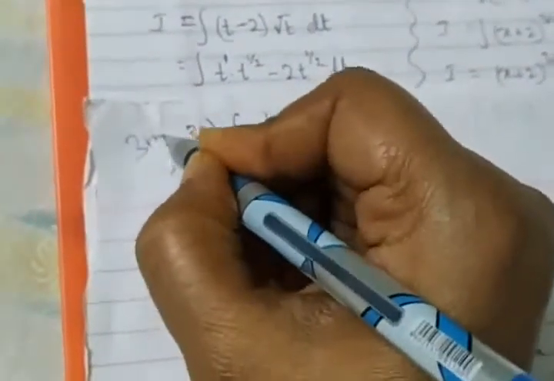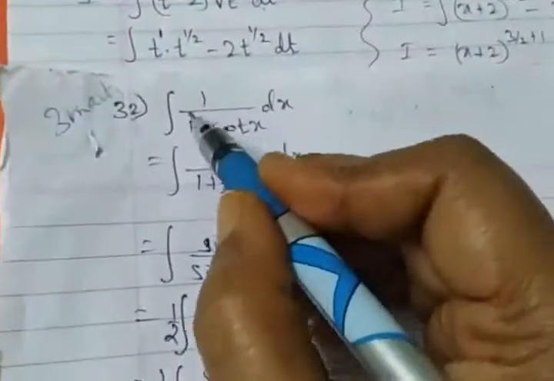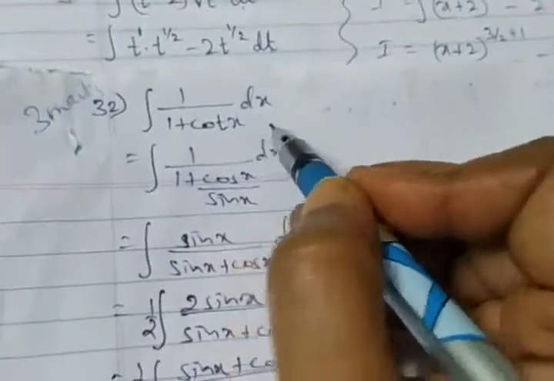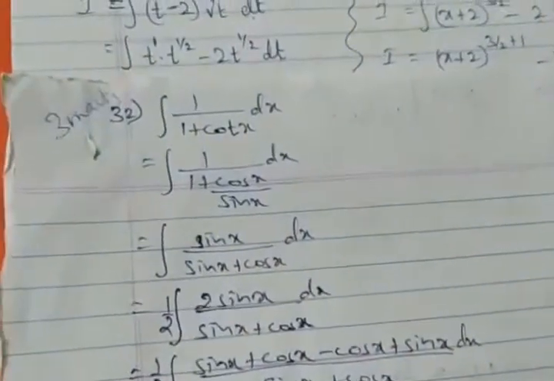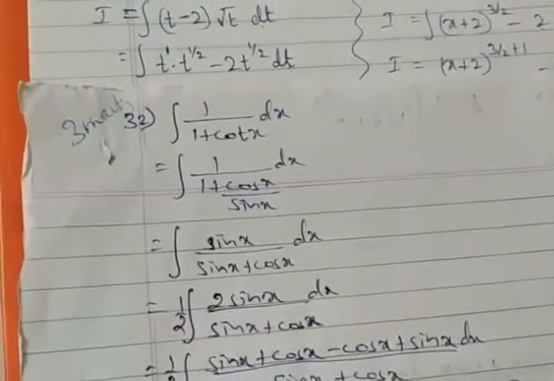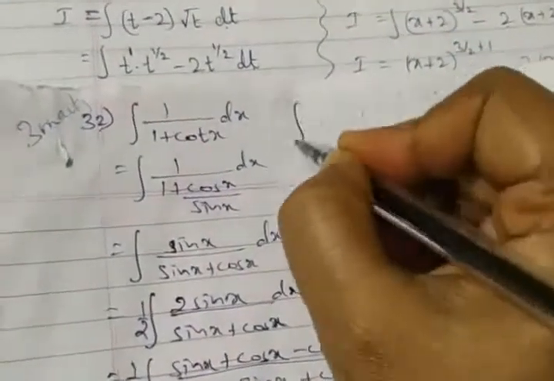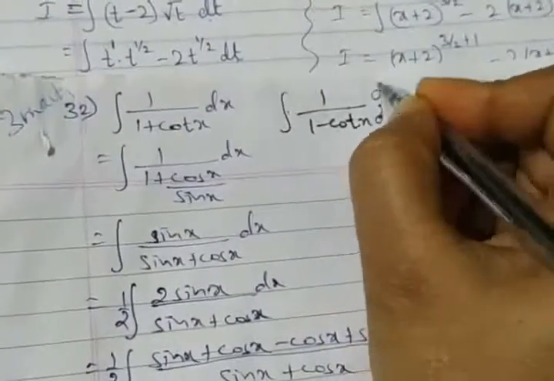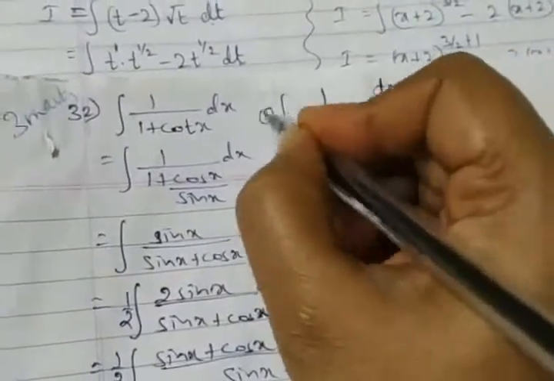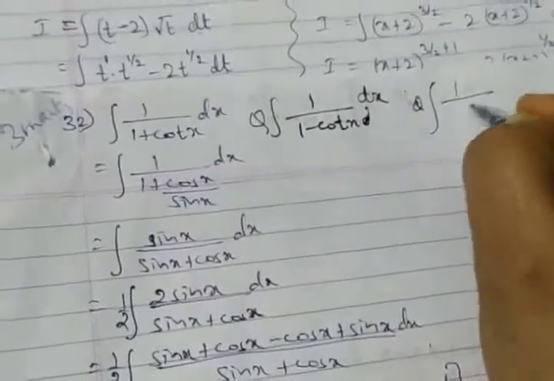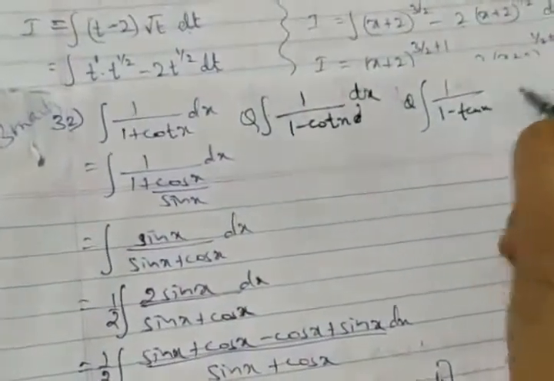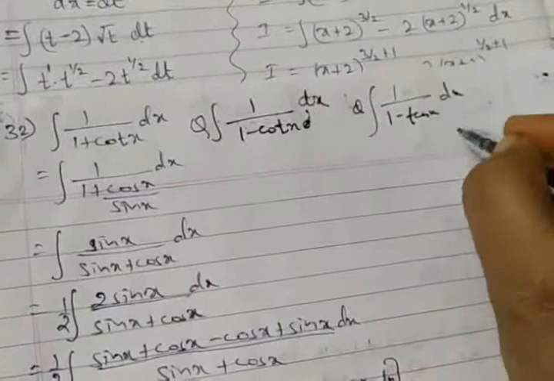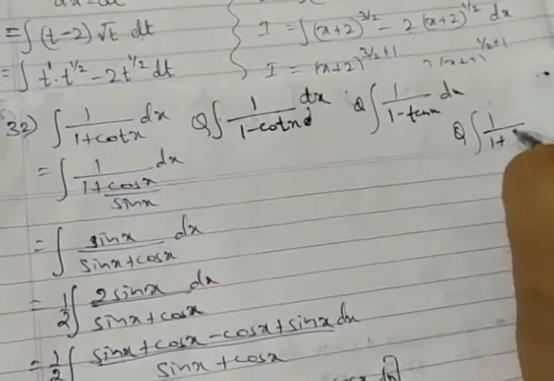You have to practice, because in 4 questions: root 1 upon 1 minus cot x, this question. Then followed by root of 1 upon 1 minus tan x, with respect to x, and one more question, root 1 upon 1 plus tan x.